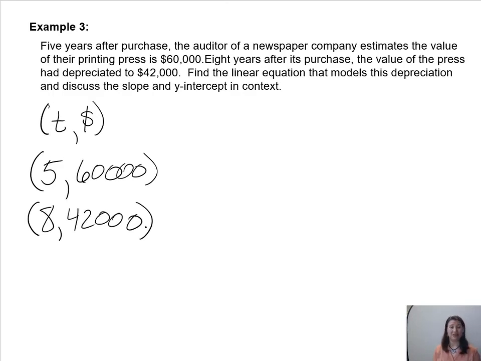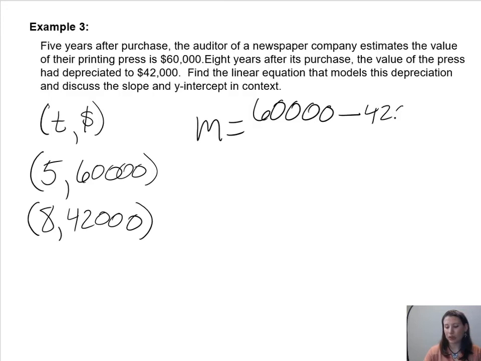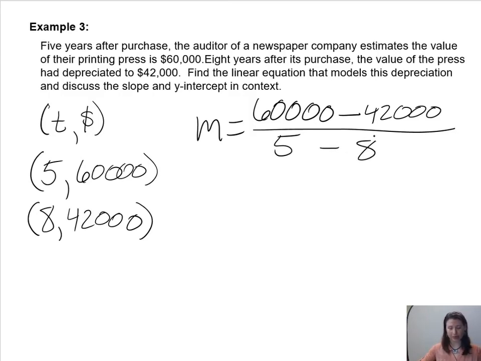We can find slope. We have 2 points, right? Just using y2 minus y1 over x2 minus x1. Again, it does not matter which one you make to be 2 and 1. So let's calculate the slope. I'm going to put the 60,000 first, so 60,000 minus 42,000 over, since we put 60,000 first, we have to put 5 first, minus then 8. So y minus y over x minus x.